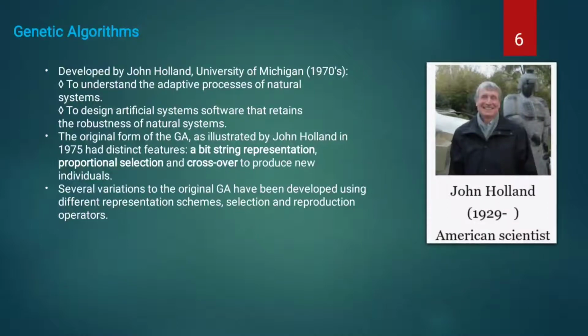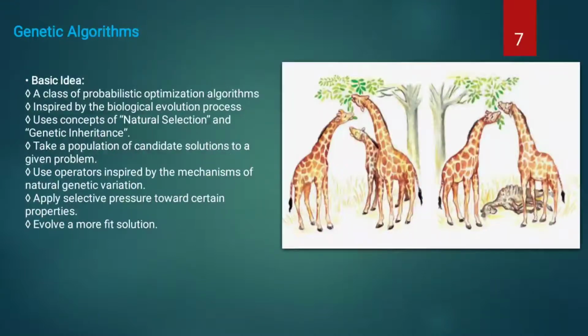Several variations of the original GA have been developed using different representation schemes, selection and reproduction operators. You can see this is John Holland. He is an American scientist, also the founder of the genetic algorithm.